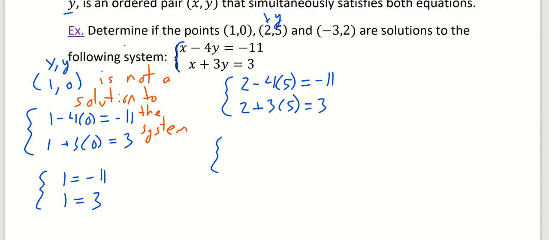If we use order of operations on the first one, 4 times 5 is 20. 2 minus 20 is negative 18. And on the bottom one, 3 times 5 is 15, plus 2 will give us 17. So once again, this is not going to be a solution because both equations are not true at the same time. So that ordered pair (2, 5) is not a solution to the system.